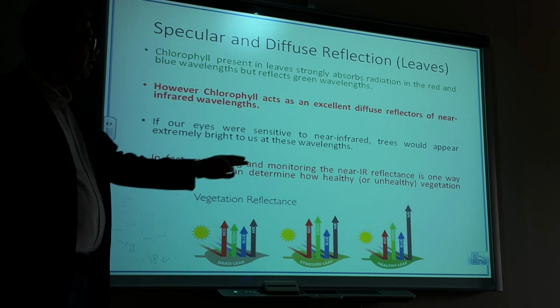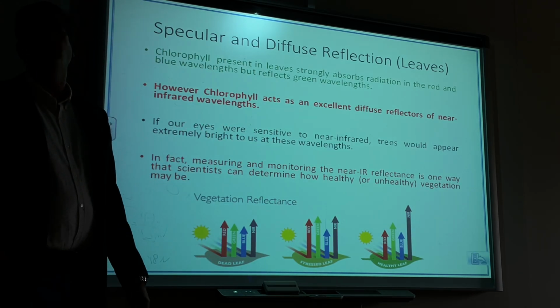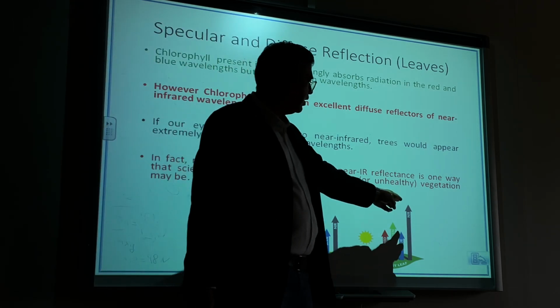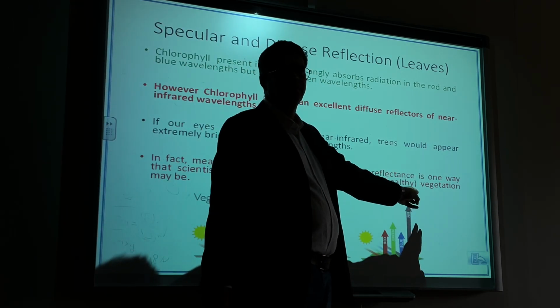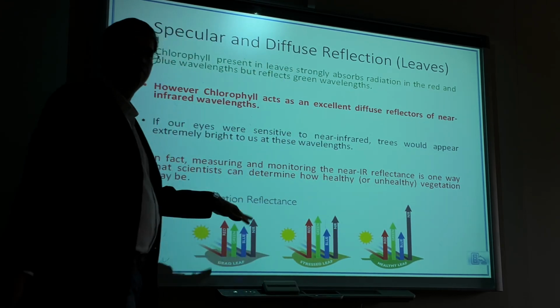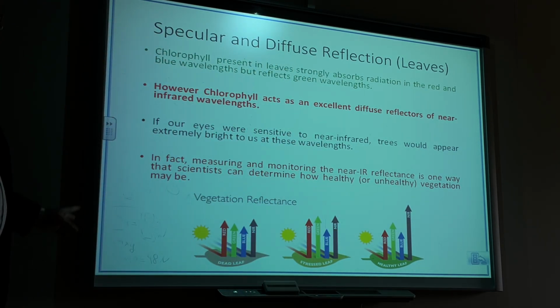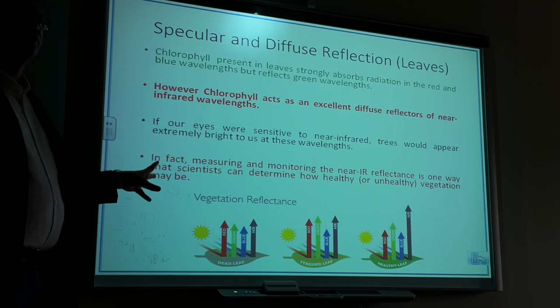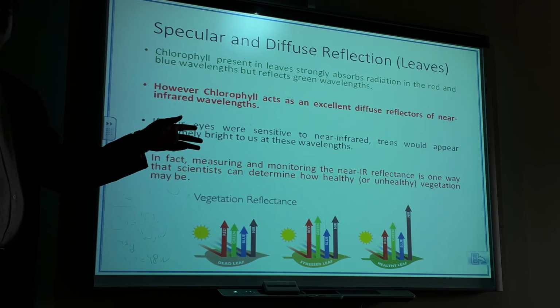Now if the leaf is dead, or unhealthy, or under some kind of stress, what happens? The amount of near infrared reflection reduces, it will be very low. Okay? So using near infrared radiations, you can easily differentiate between healthy and unhealthy leaves.